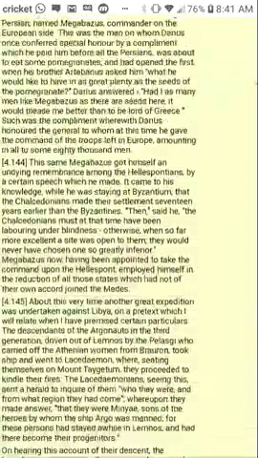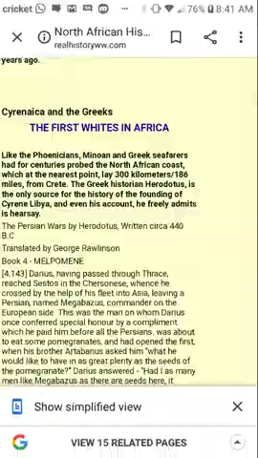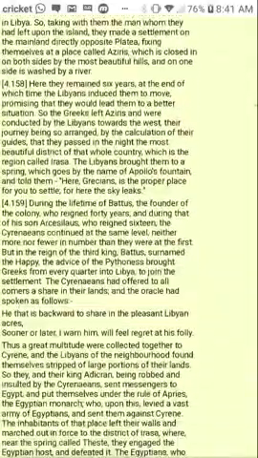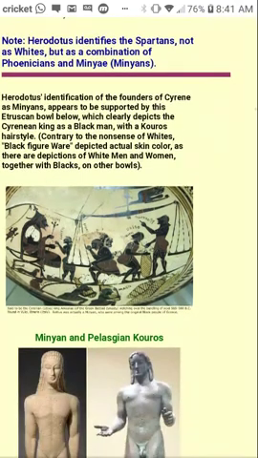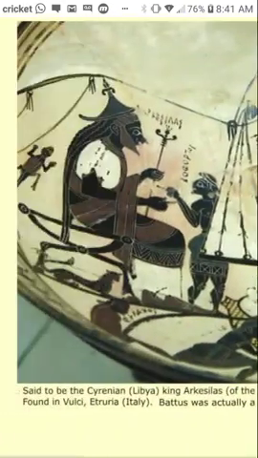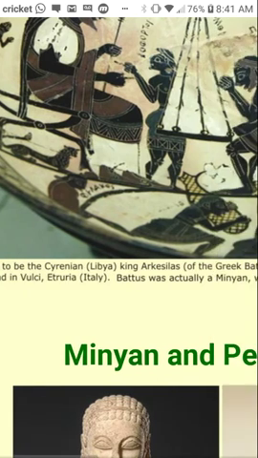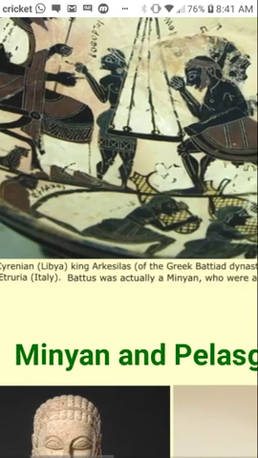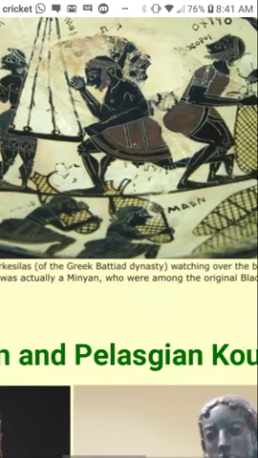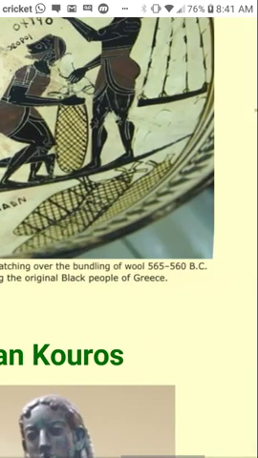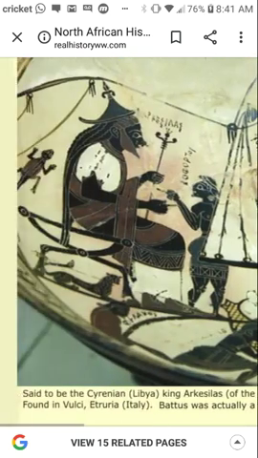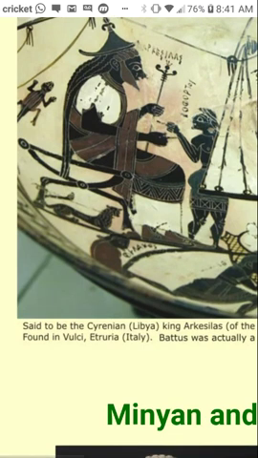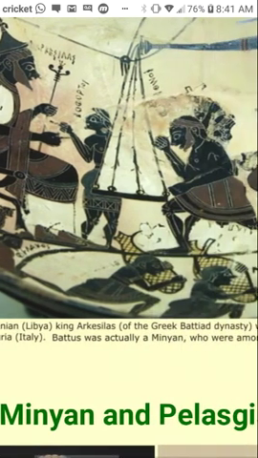Okay, so we're just going to go through this, and we talk about the first whites in Africa, because they didn't come from Africa. Just because you trace to a place genetically does not mean you came from there physically. And here we see people, notice black peoples are very diverse, said to be the Cyrenian Libya king, which is nonsense, Arcesilas of the Greek Battiad dynasty, watching over the bundling of wool. Let me give you a little bit better of this picture. But these are actually Greek peoples, found in Vulci, Etruria, Italy.